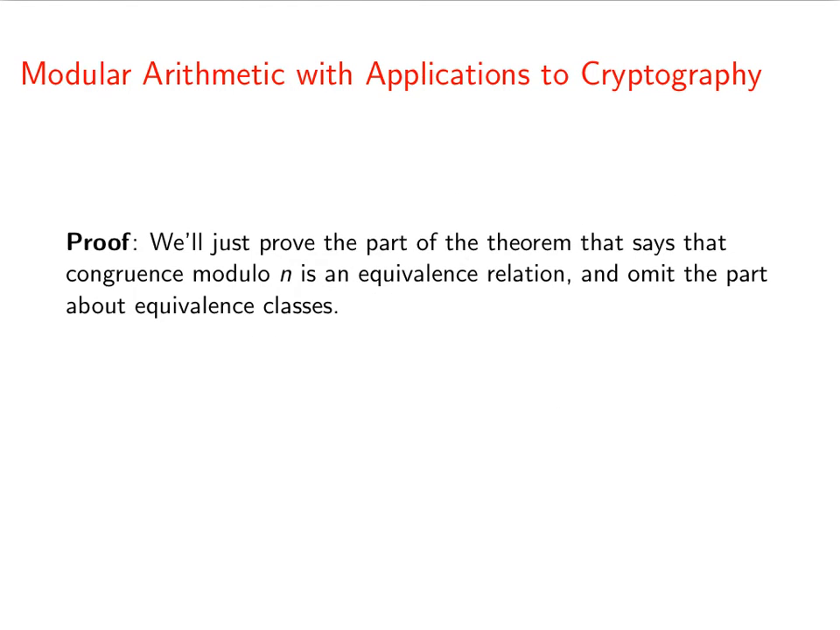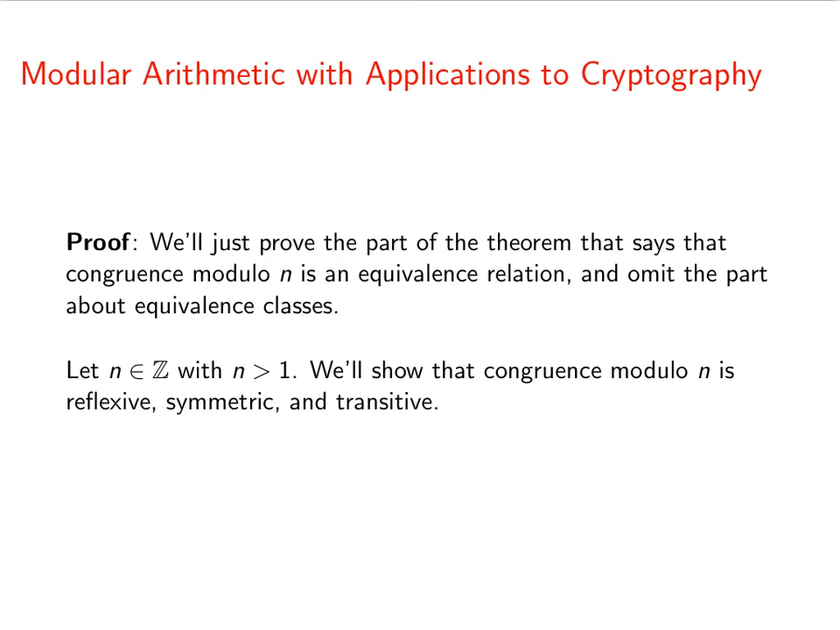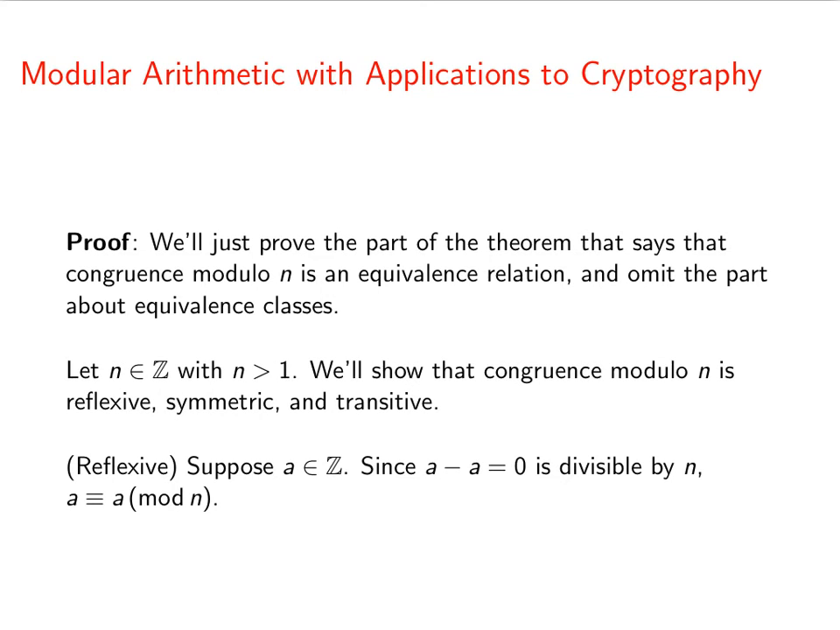Okay, let's write the proof, but we're just going to prove part of the theorem. We'll prove the part that says that congruence mod n is an equivalence relation, and we'll leave off the part about equivalence classes. So let's let n be an integer, and n has to be bigger than 1. We'll show that congruence mod n is reflexive, symmetric, and transitive. All right, suppose a is an integer. Since a minus a is 0, and that's divisible by n, then we know that a is congruent to a mod n. That tells us that the relation is reflexive.